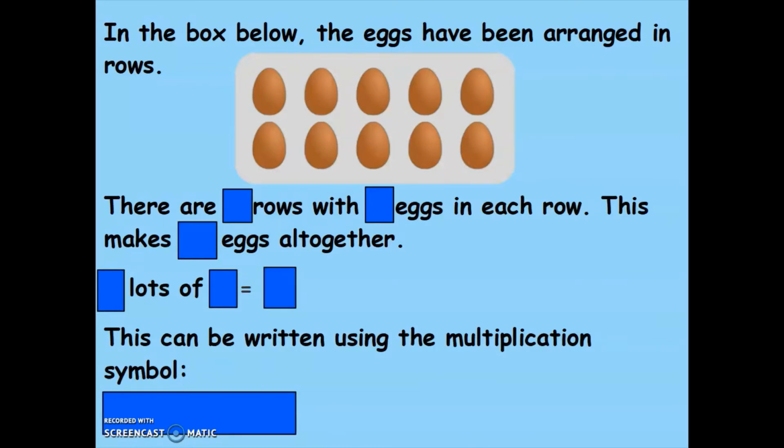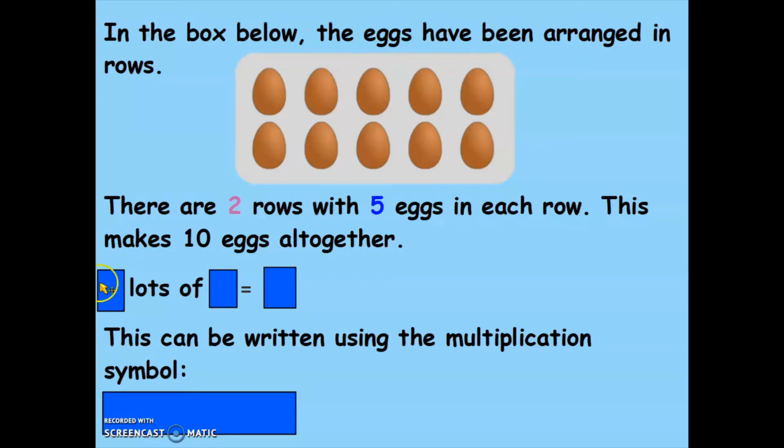Have a try at this question now. So the eggs have been arranged into rows. How many rows have we got? 2 rows. Well done if you got that right. With how many eggs in each row? 5 eggs in each row. Altogether there are how many eggs? Give yourself a pat on the back if you got 10 eggs.